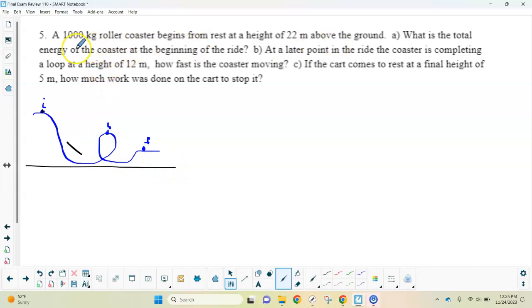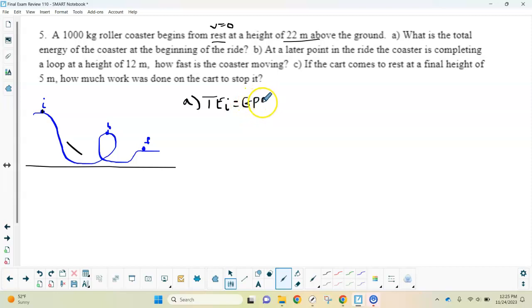So part A wants to know what's the total energy of the coaster at the beginning of the ride. It says it's at rest and it's at a height. So if it's at rest, that means the velocity is 0. So there's no kinetic energy at the initial point, but there is a height. So the total energy at A, or initially, is equal to just the gravitational potential energy.